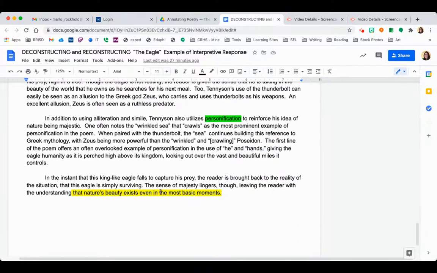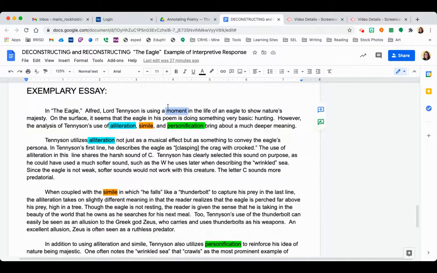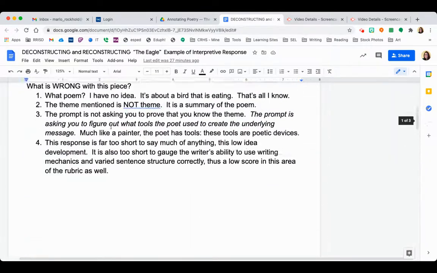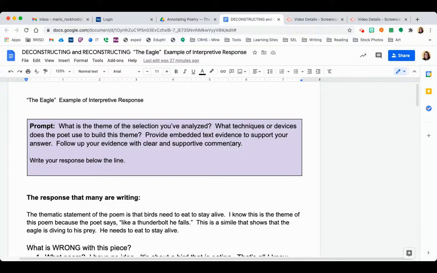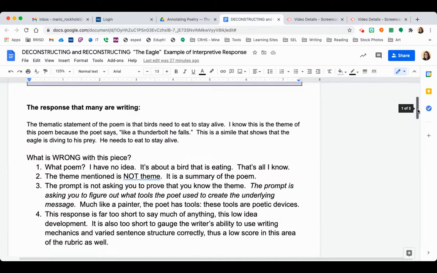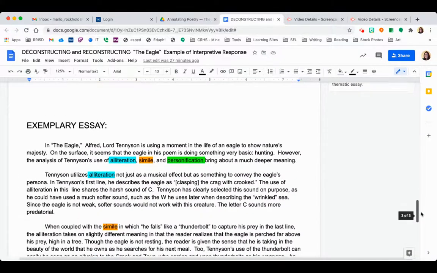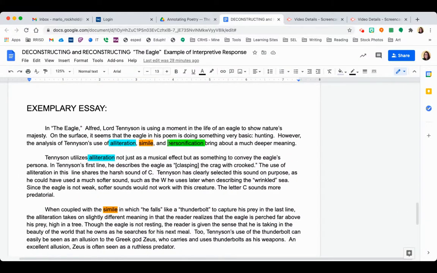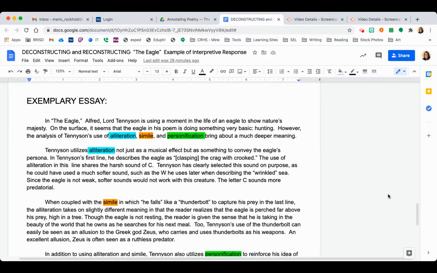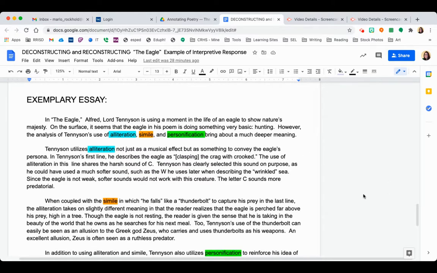So remember our theme: nature's beauty exists in even the most basic moment. So we've got that moment. And I'm sorry, I'm skipping around a lot here. I have to go back up to the prompt. In order to fulfill the rest of your prompt, it's asking you what techniques or devices are being used. So it's very important to actually list those. And as we learned in the previous video about the okay response, we were missing a conversation of alliteration, and it made the entire piece a little bit more confusing to the reader.